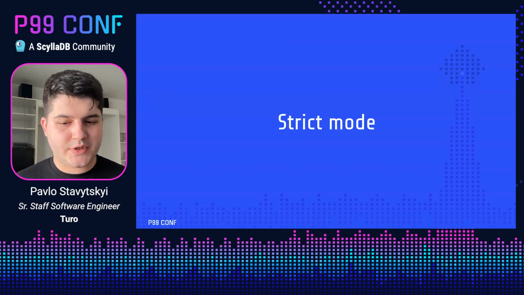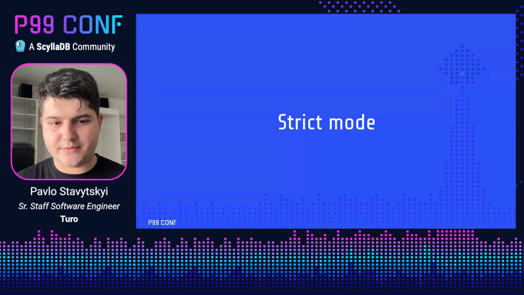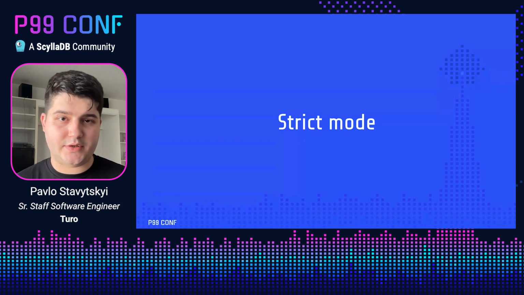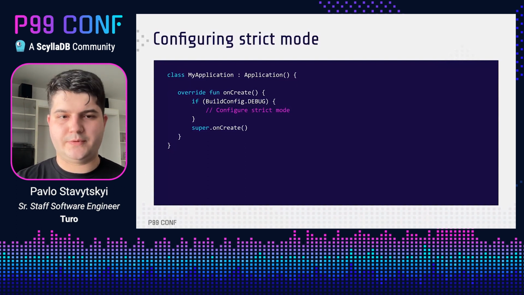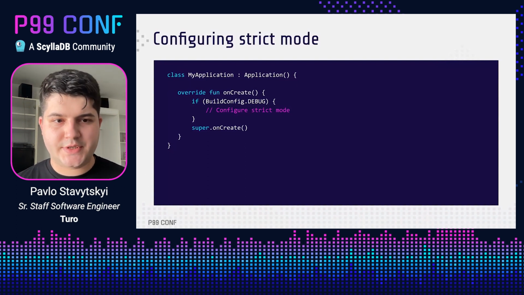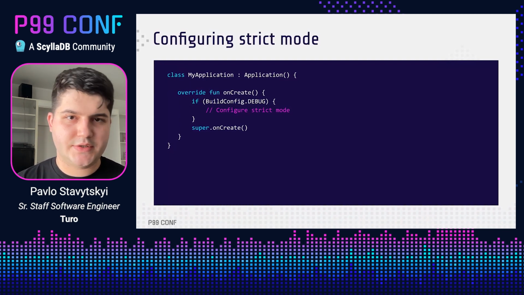And okay, we know that disk I/O on the UI thread is a bad thing, but how do we detect it? And luckily, again, there is an SDK API for that, which is called StrictMode. It's part of the Android SDK, and it allows you to detect some wrong operations on the UI thread. And in order to set it up, you just go to the application class of your app.